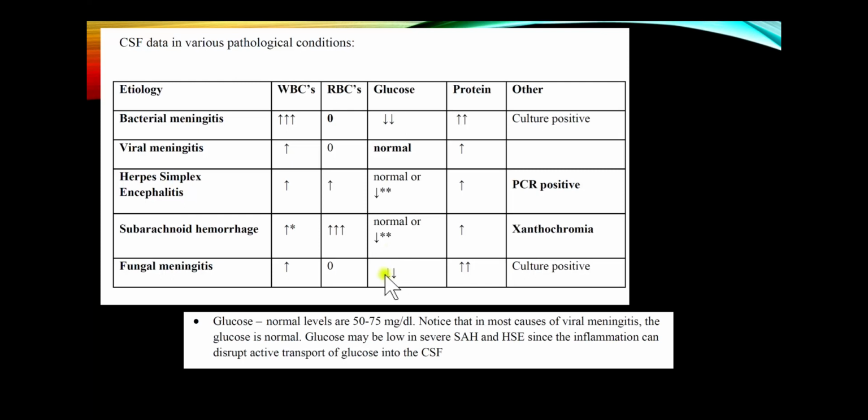Okay, so never do a lumbar puncture without ordering glucose. It's extremely important. You can see a somewhat low glucose in some patients with subarachnoid hemorrhage and herpes simplex encephalitis. This is from a distortion of glucose active transport into the CSF. Protein, you can see, not that helpful. It goes up in everything. Yeah, it goes up a little more in bacterial and fungal meningitis, but that's not that helpful. The glucose here, again, in fungal and bacterial meningitis, very, very suggestive.